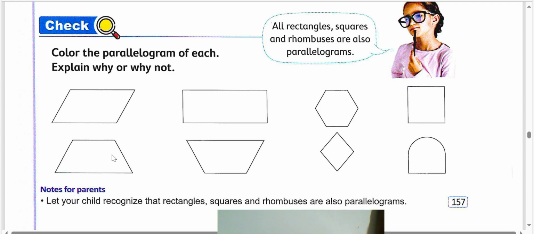And the trapezium is not a parallelogram, because a trapezium has only 1 pair of parallel lines, not 4 sides. And this is not one also, because this is a trapezium. A trapezium has 1 pair of parallel sides only. And we have here a rhombus. The rhombus is a parallelogram whose 2 adjacent sides are equal in length. And this is not a polygon, or not a parallelogram.